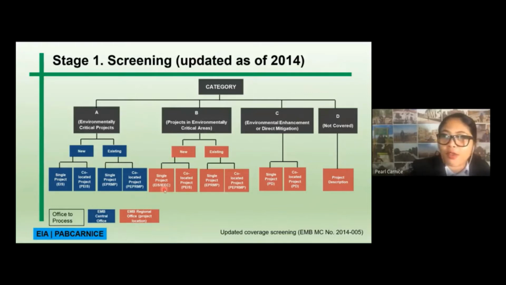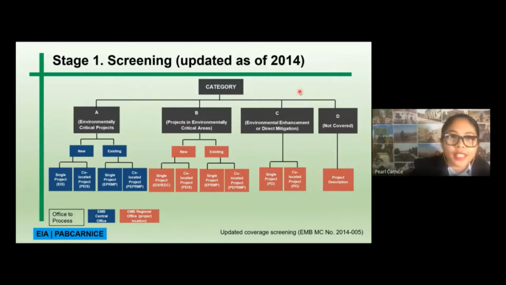and it's a single project, you have to prepare EIS or IEEC. If it's co-located, then therefore you have to prepare PEIS. If it's an existing project, if it's a single project, you have to prepare EPRMP. If it's co-located, then therefore you have to prepare PEPRMP.